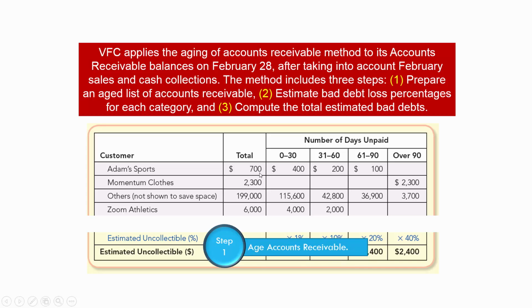You age it by taking an accounts receivable balance and putting it into each one of these buckets. Now this could be done very easily with your accounting system, so it's not something that has to be done manually. We're not going to have to go through and look at every single sales ticket and figure it out. It's something that's probably programmed into our computer, and our computer gives us this.